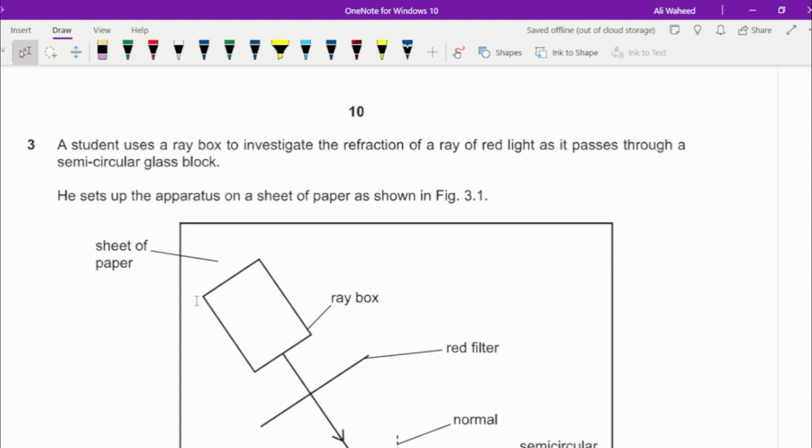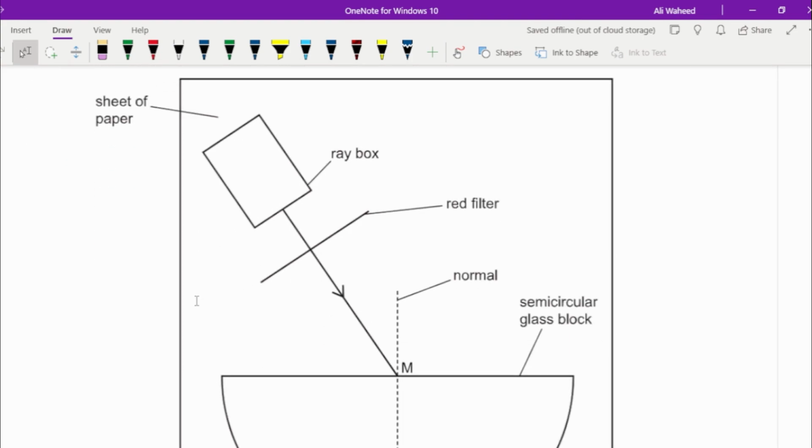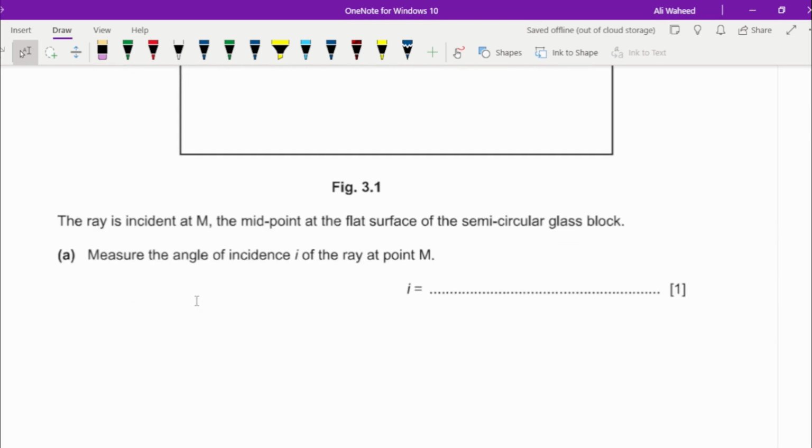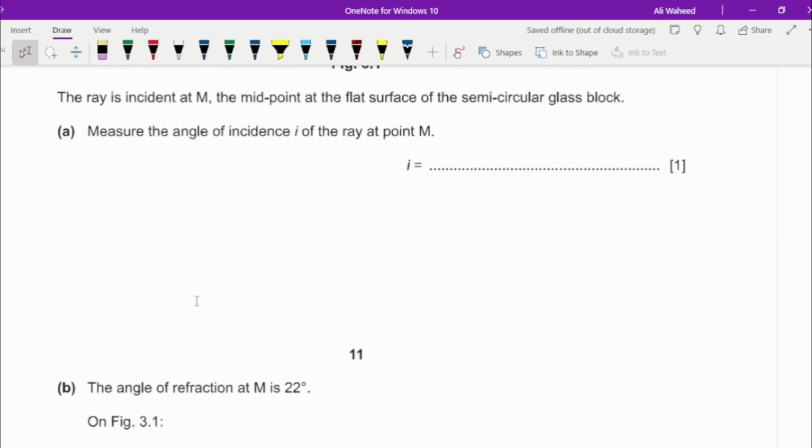Alright, so let's move on to the next one. Question number 3. A student uses a ray box to investigate the refraction of a ray of red light as it passes through a semicircular glass block. He sets up the apparatus on the sheet of paper as shown in figure 3.1, and then you can see the figure as well.